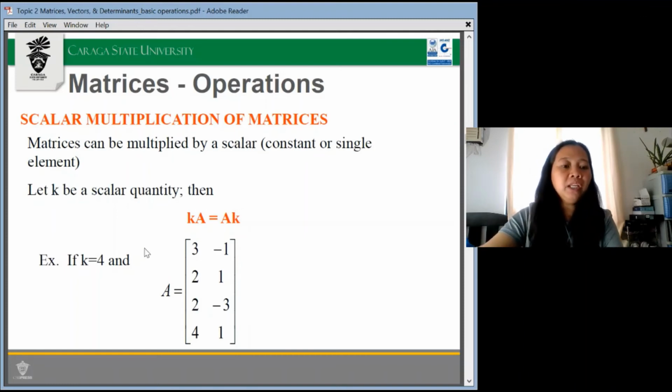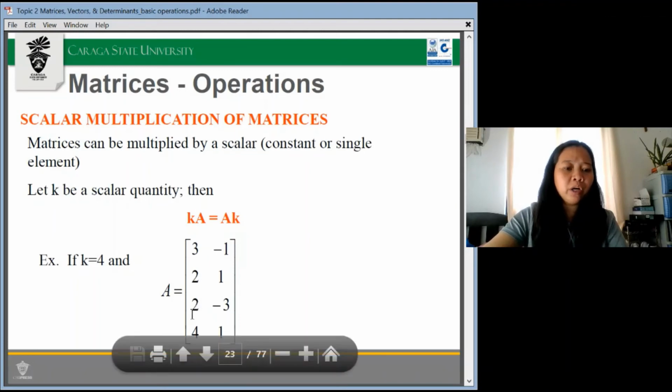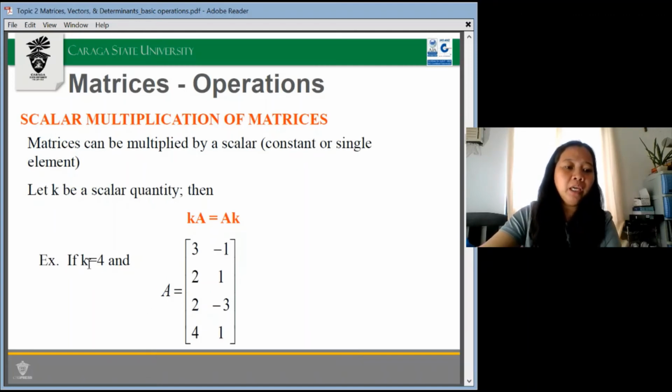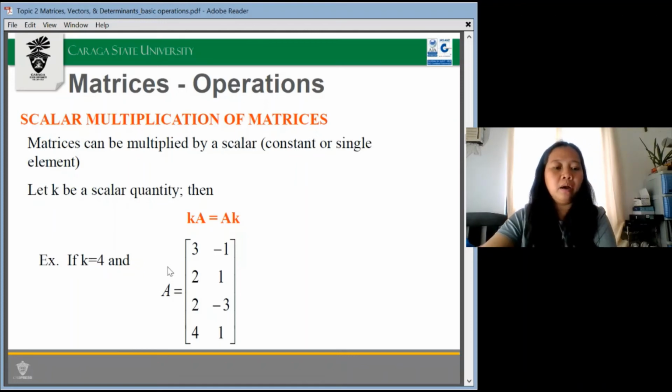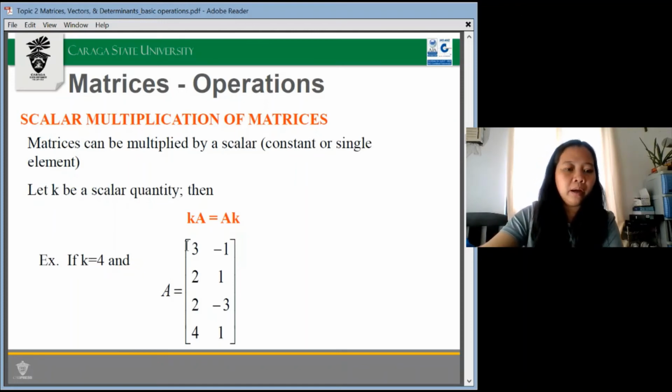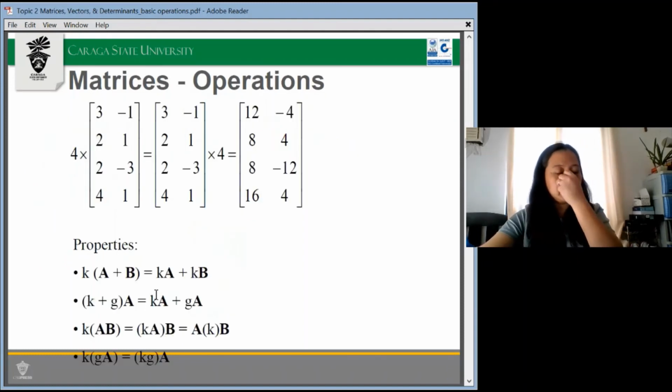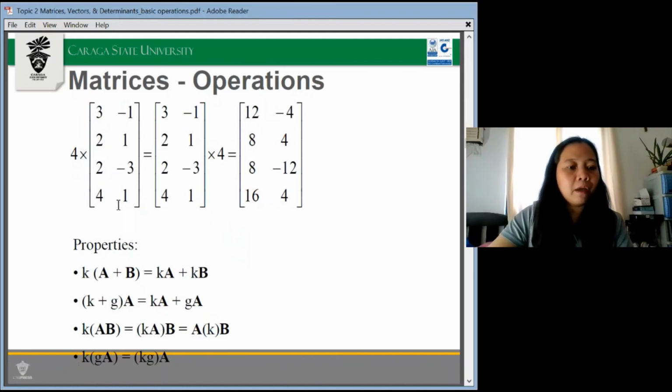So if the value of k is 4 and we have a matrix of dimension, how many rows? 4 rows and 2 columns, 4 by 2. So we have k as 4, then matrix A with 4 by 2 dimension. So the result will be this one.